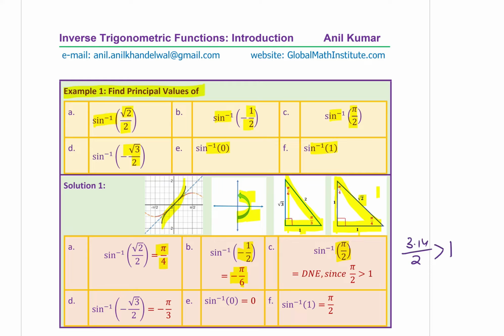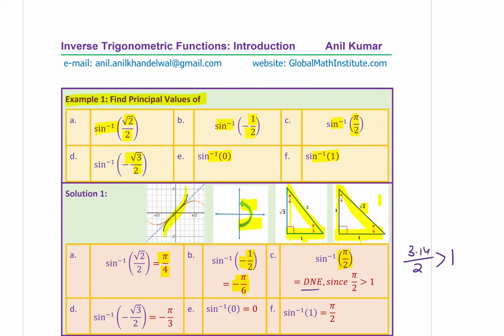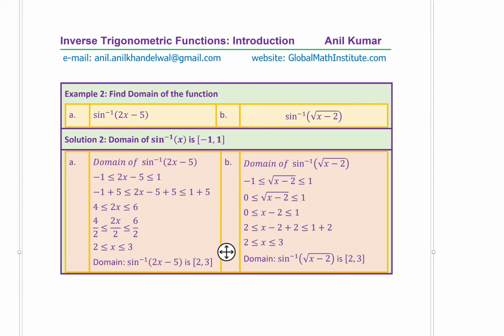So that is beyond the domain of inverse of sine, and therefore this value does not exist. So there could be questions like this. Now similarly, you could do the other three as shown here. Now let's take up the next example, which is based on the domain of the function. So in example 2, we'll find the domain of the function.